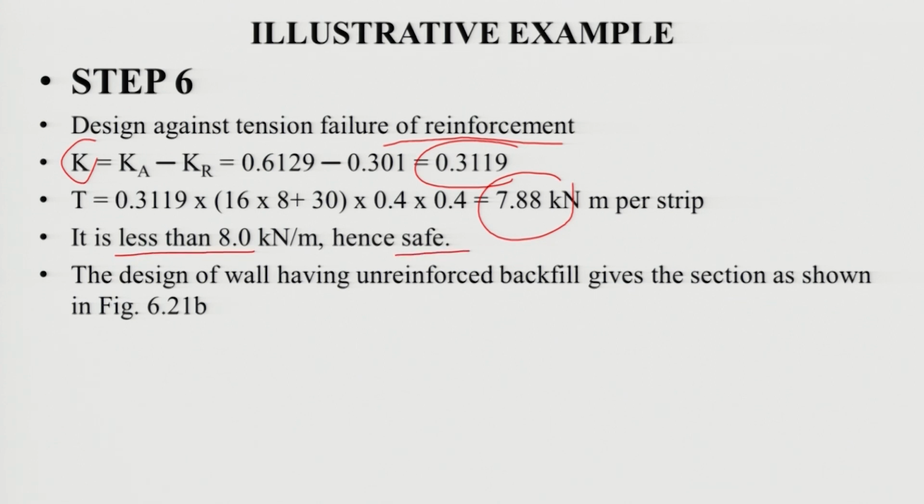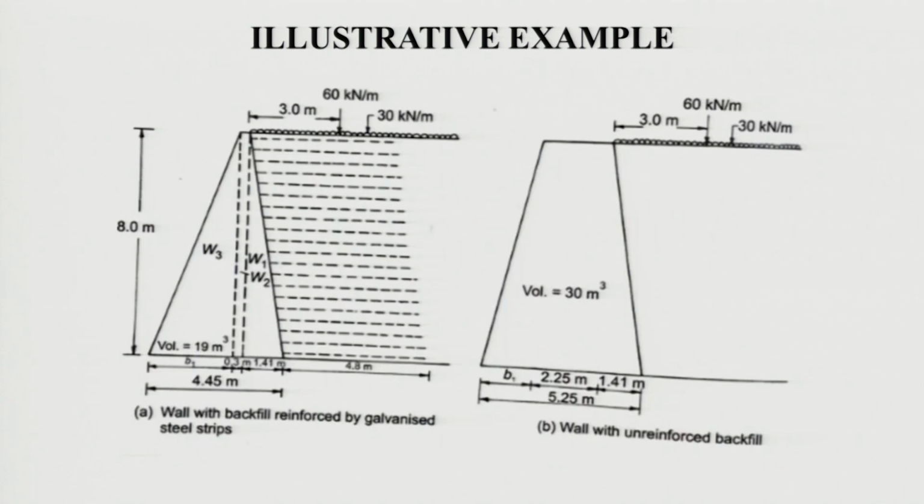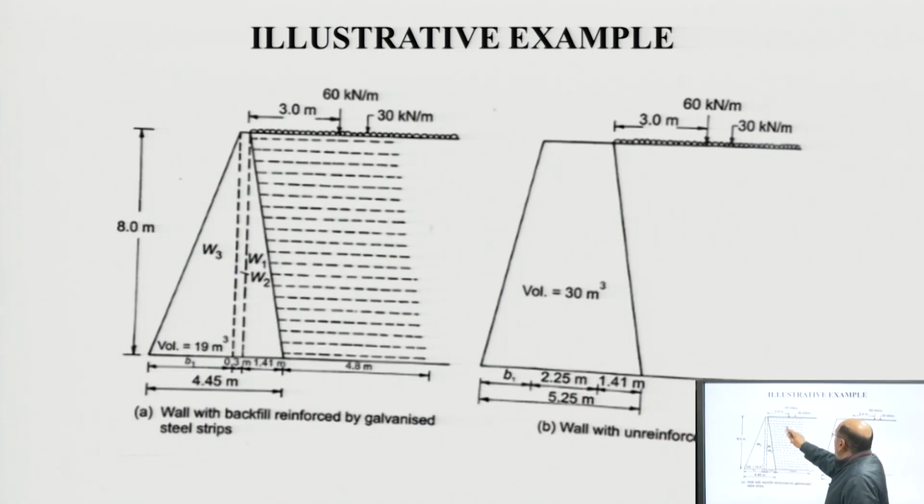So, design of wall having the unreinforced backfill gives the section as 6.2B. So, this is the section we have. This is the point of application of the load from 3 meter from the top, that is the 60 kilonewton, and this is the 30 kilonewton per meter line load, 8 meter height, and the different loads are given here. So, this is the wall with the backfill reinforced by galvanized steel strip.